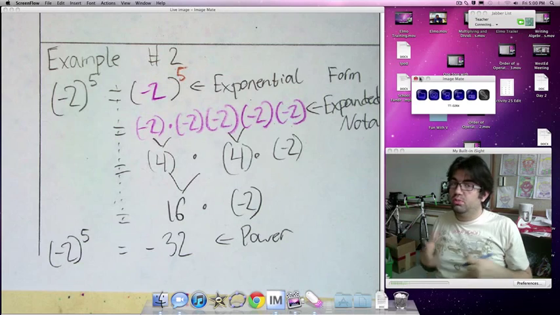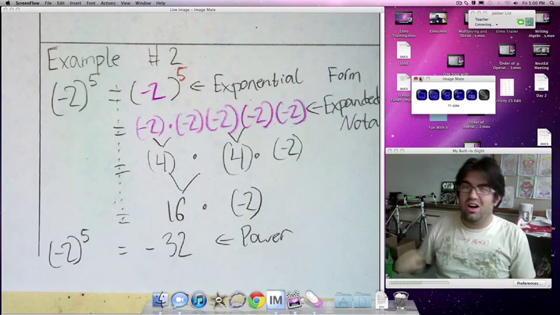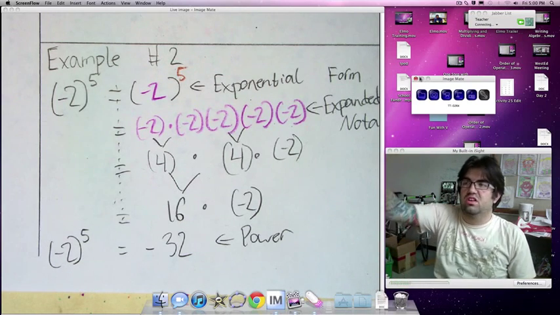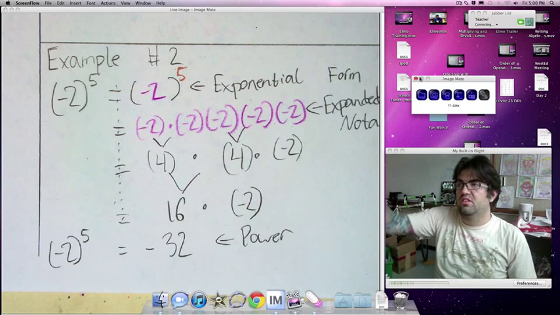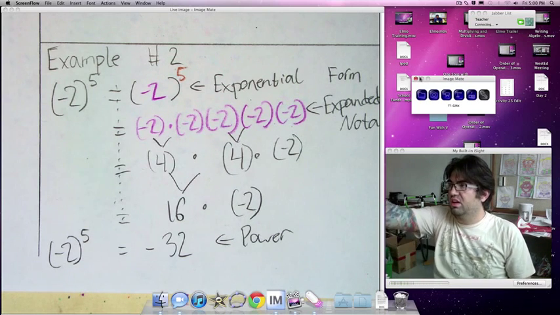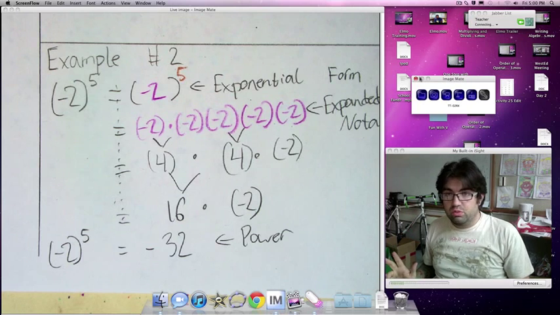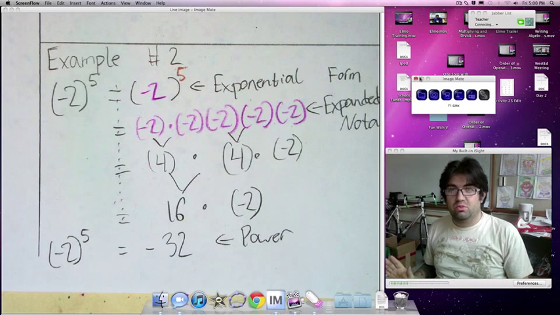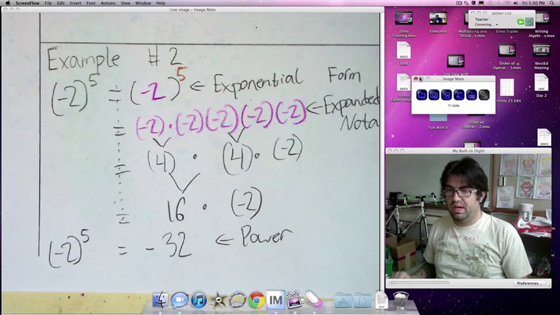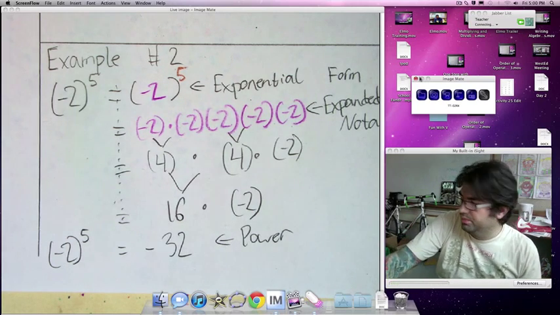So in the warm-up, I could possibly give you 3 boxes, and one would say, what is the expanded form? What is the power? What is the exponential form? Those 3 questions, totally possible on a test. So you really want to know which one's which. Okay? So that's example number 1 and 2.